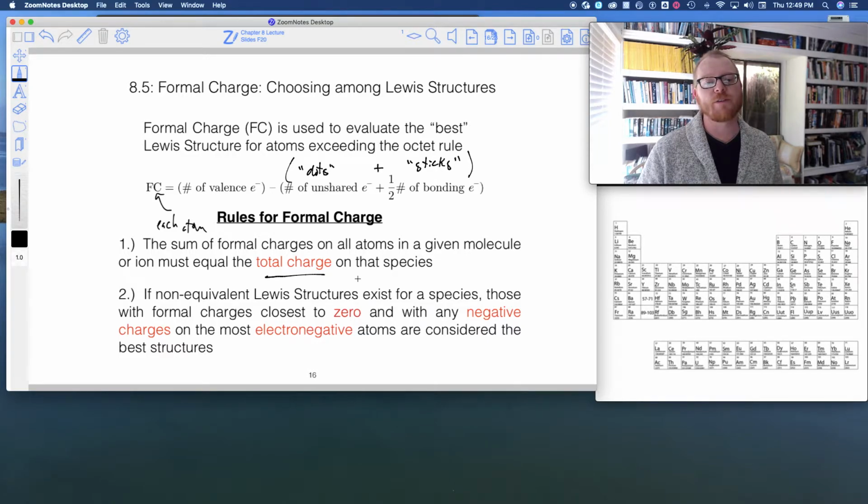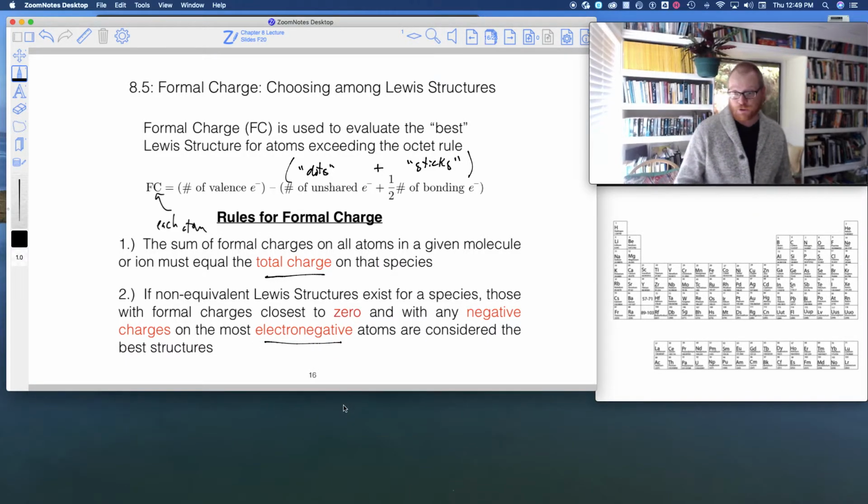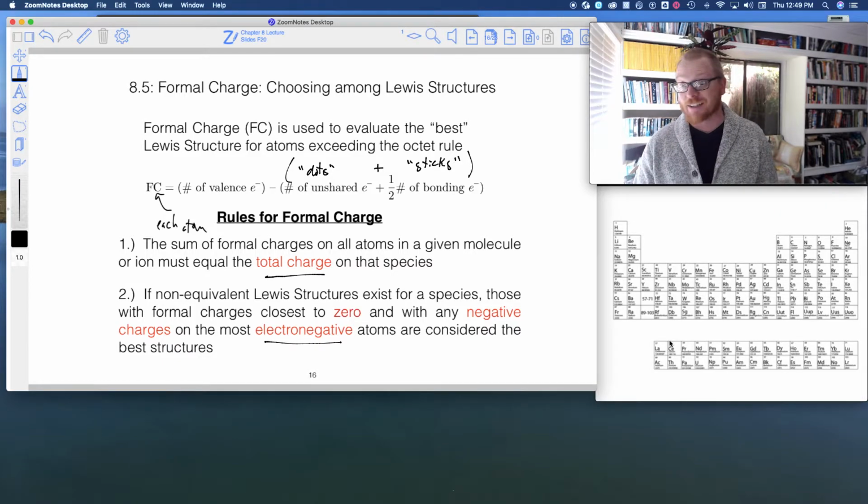Number two, if non-equivalent Lewis structures exist, those with formal charges closest to zero are good, and negative formal charges on the most electronegative elements are also considered good. So for example, if you draw up a structure and something like oxygen or fluorine has a positive one formal charge, that's no bueno. Oxygen and fluorine are super electronegative. They don't want to be positive, they want to be negative, okay?